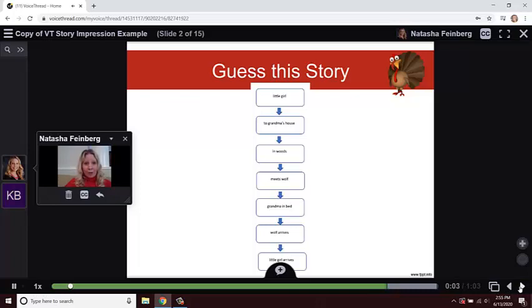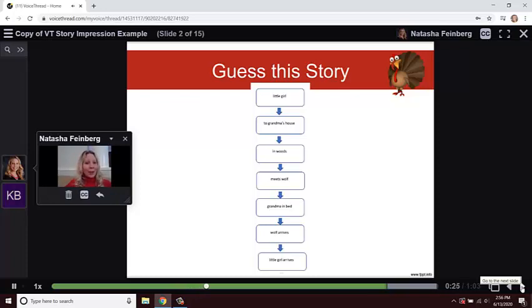A story impression is a list of words that have to do with what happens in the story. It starts at the top with things that happen at the beginning of the story and then goes through in sequence to the things that happened at the end of the story. But it doesn't give you all the details about the story. So let's take a look at this story impression.